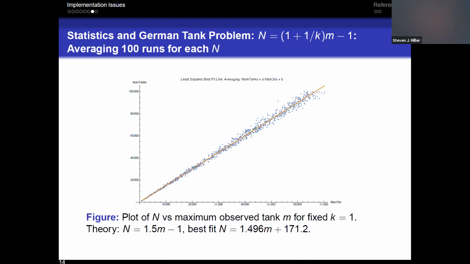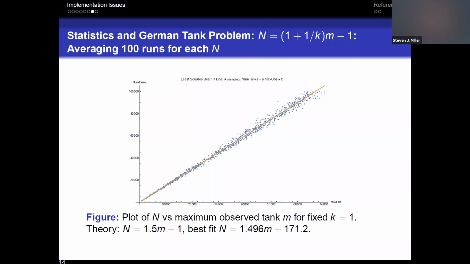Now, this is the prediction for a fixed value of k. This is the value k equals 1. We can do this again for k equals 2, 3, 4, 5, etc. But what's nice is if we were trying to figure out what our formula should be, we can now use statistics to guide us to that.